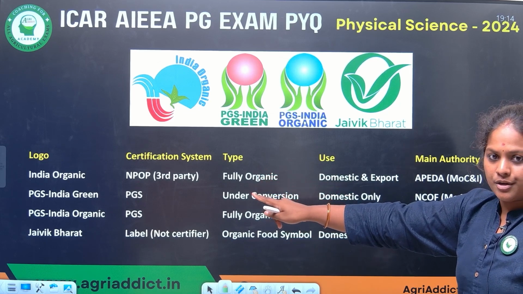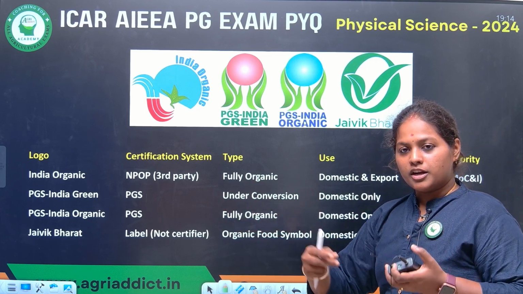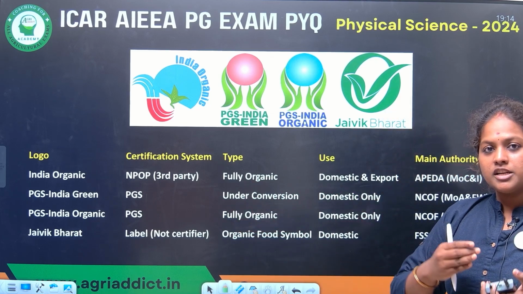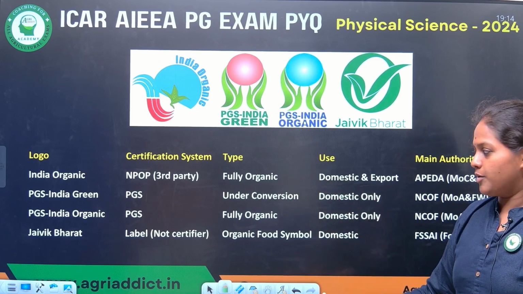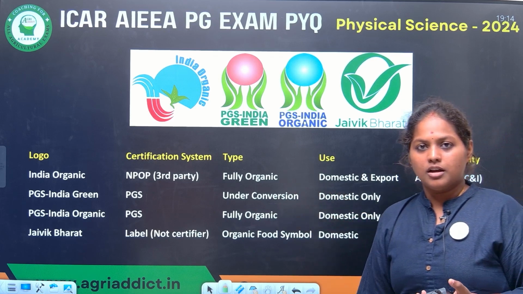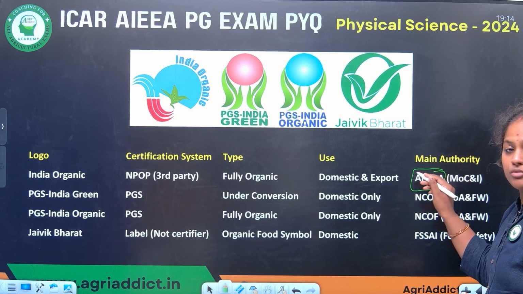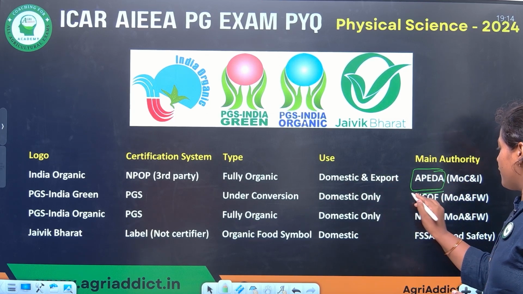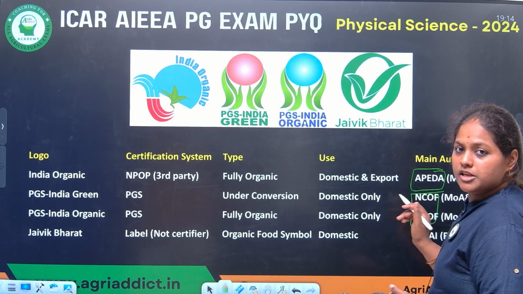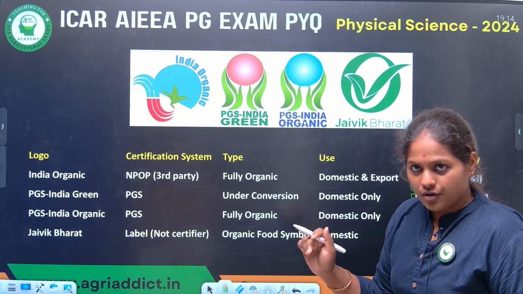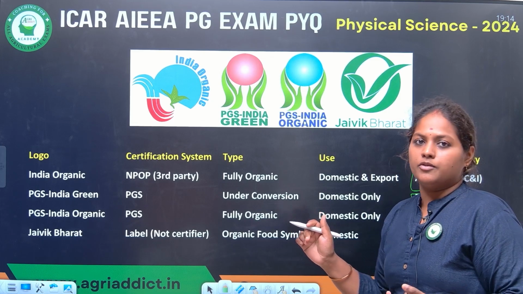India Organic is related to fully organic products. PGS India Green indicates that the product is not completely organic, but is under conversion from chemical to organic product. PGS India Organic is again a fully organic product. Jaivik Bharat is also an organic product symbol. These are the respective authorities which issue the particular symbols. NCOF is giving PGS India Green and PGS India Organic. Jaivik Bharat is given by Food Safety and Standards Authority of India. India Organic is given by Agricultural and Processed Food Products Export Development Authority, APEDA.